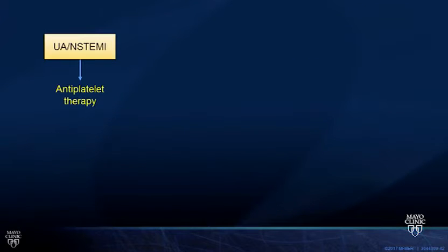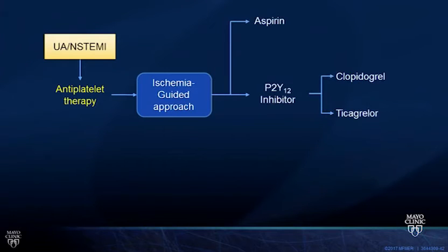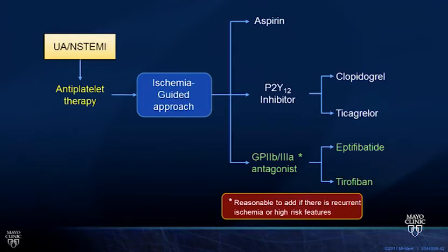So again, for our patient with NST-ACS, and we're considering antiplatelet therapy, if we decided on an ischemia-guided approach, oral agents include aspirin and a P2Y12 inhibitor. Of those, the choice will be between clopidogrel and ticagrelor. If our patient continues to have recurrent ischemia, we can up the ante with the addition of a GP inhibitor. And the choices include eptifibatide or tirofiban.